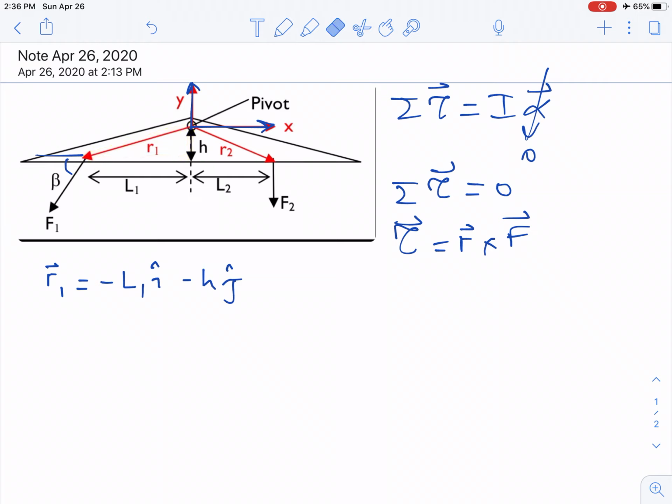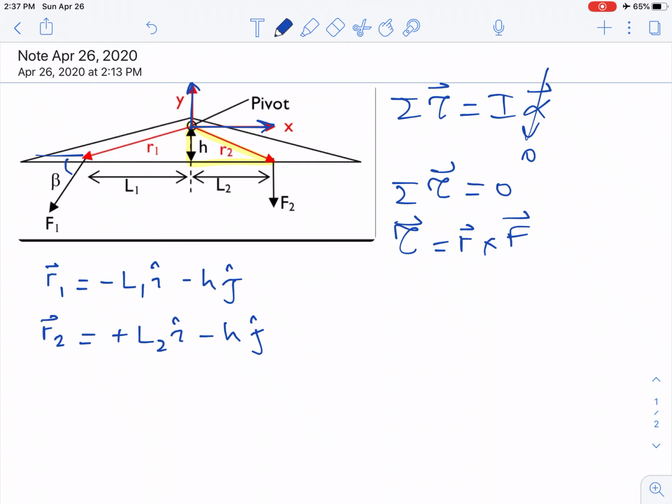I'm going to do the same thing for R2 now, focusing on this triangle here. So let's write down R2. For this one, R2 is the hypotenuse. Again, H and L2 are the components. H is along the y direction, L2 is along the x direction, and you can see that L2 is positive because it's on the right side of the origin, so we have positive L2 i hat. H is still negative because it's below the origin, so it's negative H j hat.